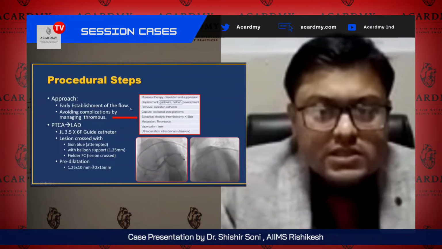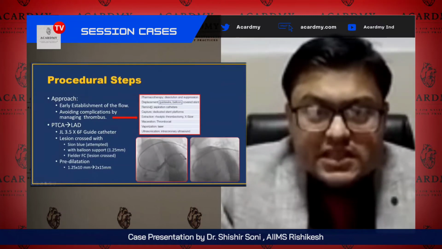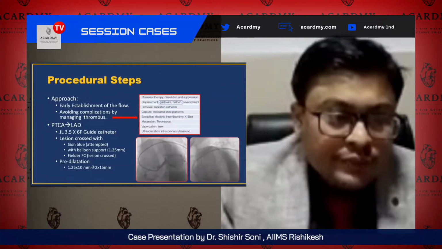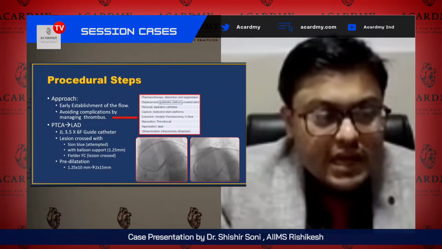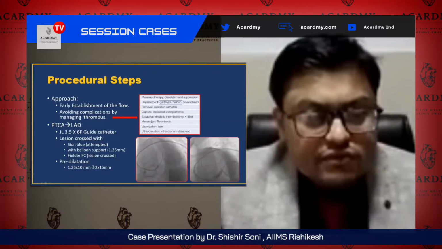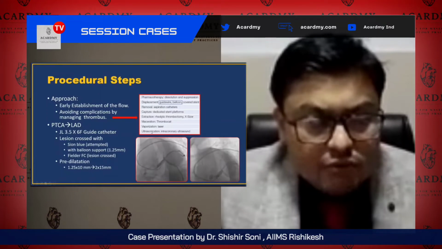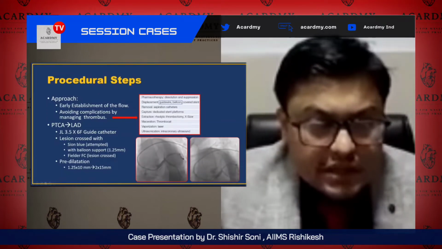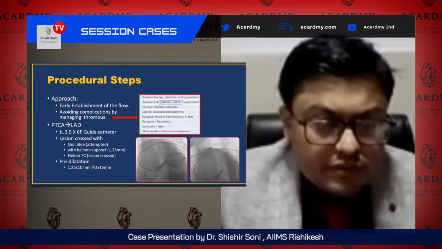So in the procedural steps, early establishment of flow was the main strategy, while avoiding complications by managing the thrombus. Here we just passed the guide wire and the balloon and proceeded to PTCA to LAD. A JL 3.5, 6 French guiding catheter was used, and the lesion was initially attempted with an Xion blue wire.